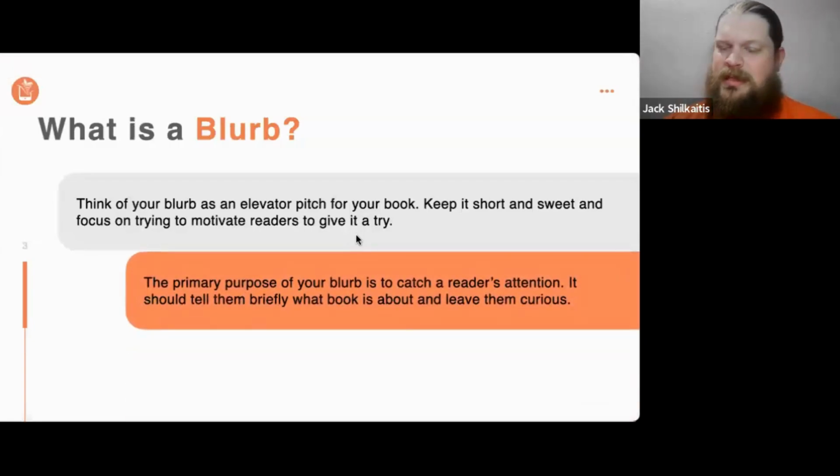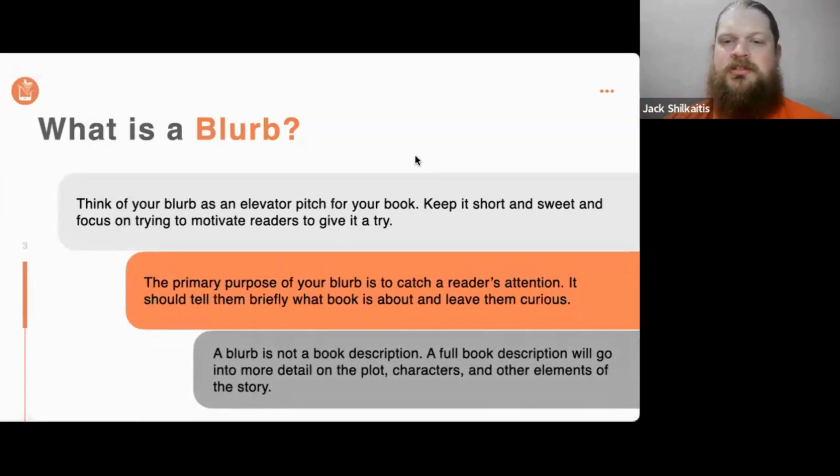The primary purpose, again, is to catch the reader's attention. It should tell them briefly what the book is about and then leave them curious so they want more. It's not there to answer all of their questions. It is there to generate curiosity and also catch their attention. That's the two jobs that it has. A blurb is not a book description. A full book description is going to go into more detail on the plot, the characters, the other elements of your story.